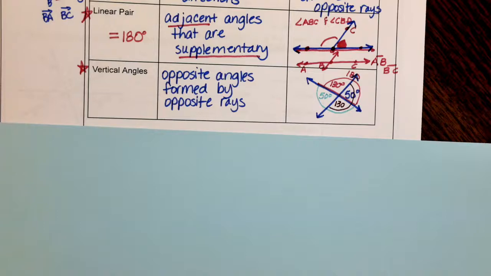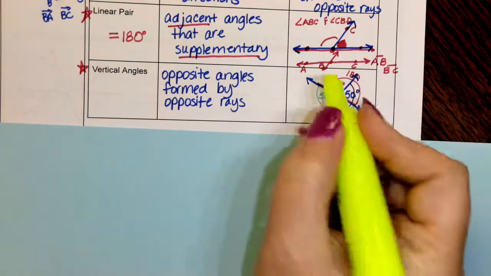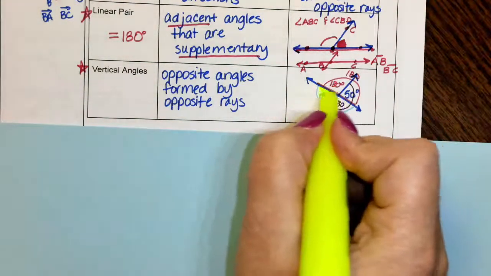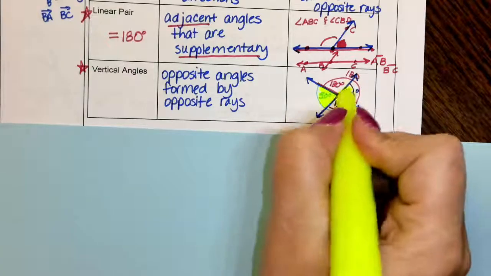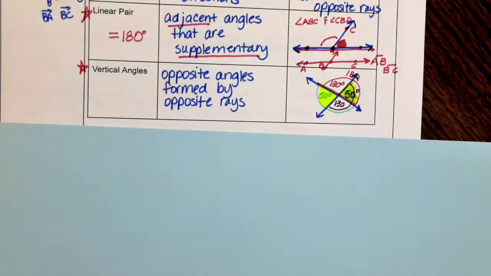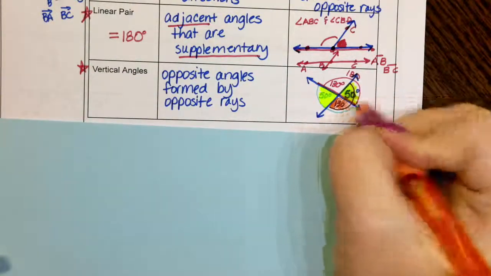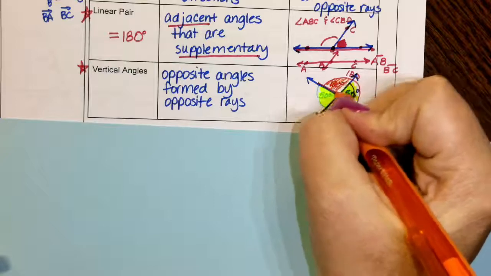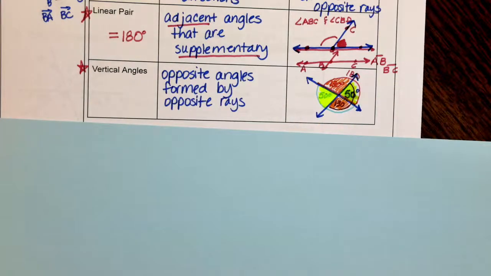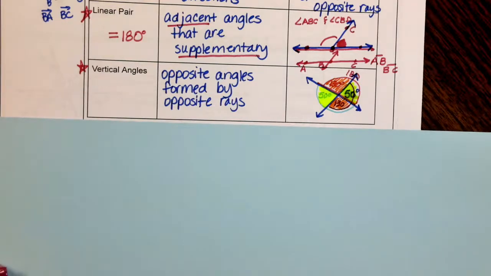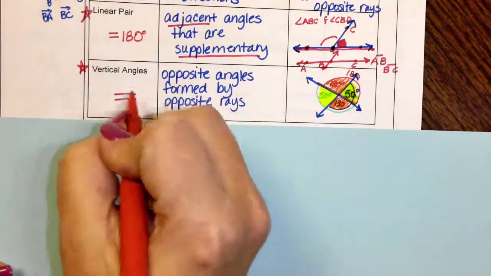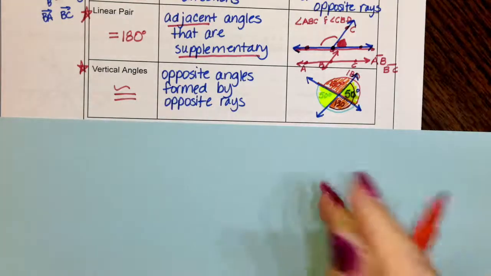So here's what I want you to see. The vertical angles are the angles that are formed by the opposite rays, and they are opposite angles. So these angle pairs, that angle pair, they are both 50, and they are equal to each other or congruent. And then we have this 130 degree angle and this 130 degree angle. They are opposite each other, and they are vertical, and so that means they are congruent to each other. So the important thing about vertical angles is that they are congruent to each other.